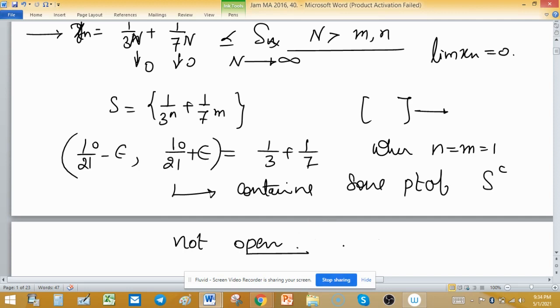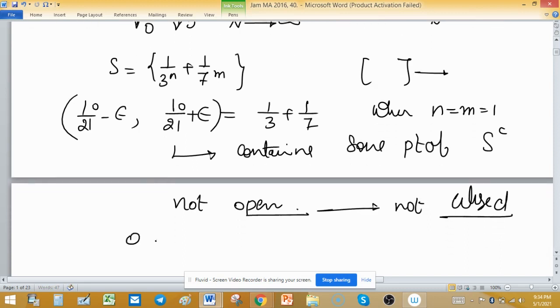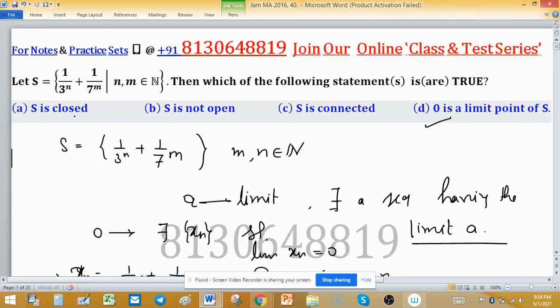So it is not open. Also not closed, because we find that 0 is a limit point and it is not in set S. So this point also says this is not closed. So S is closed, this option is false. S is not open, this is true.